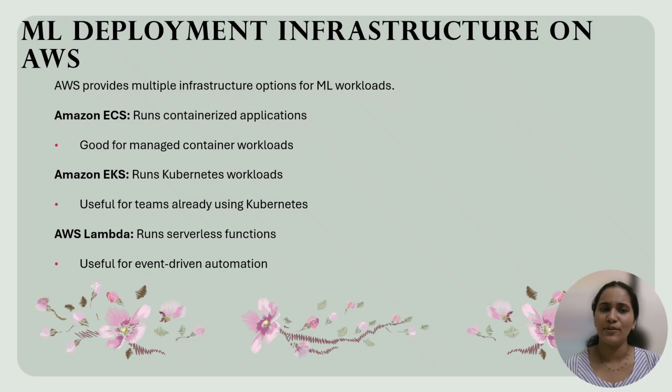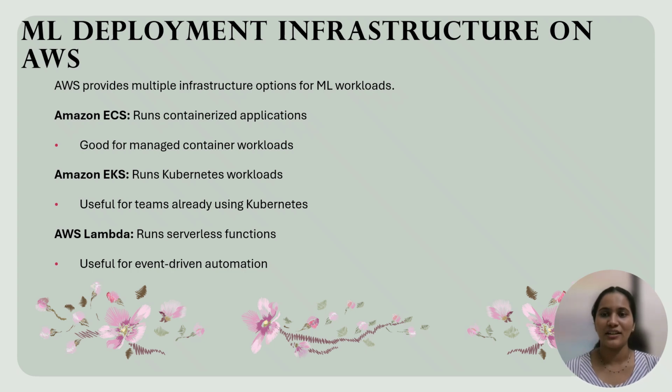Now, AWS provides several infrastructure options for deploying machine learning applications, depending on the project's needs. First, AWS ECS, or Elastic Container Service. It is used to run containerized applications. It is a fully managed service and is a good choice for teams that want to deploy machine learning models using containers without managing complex infrastructure.